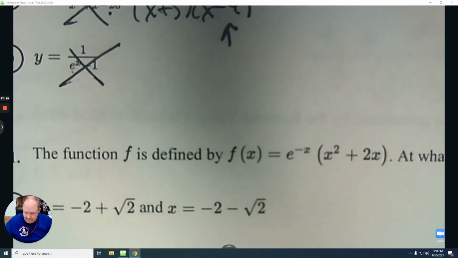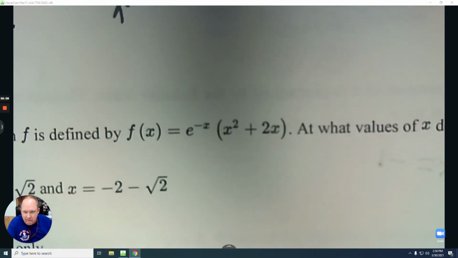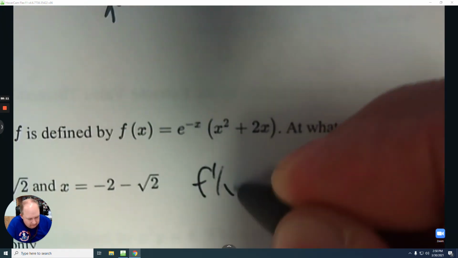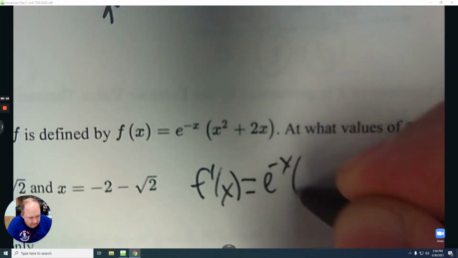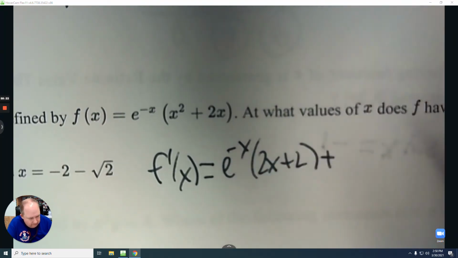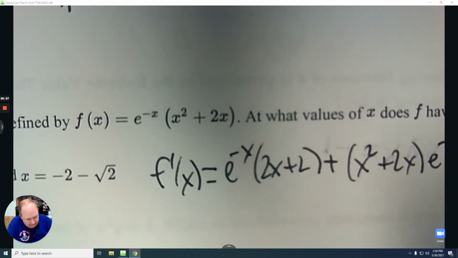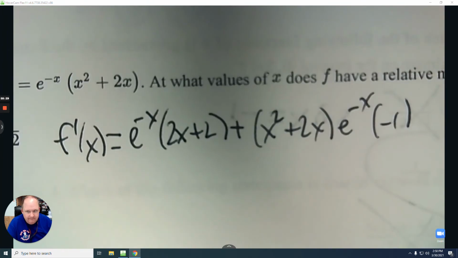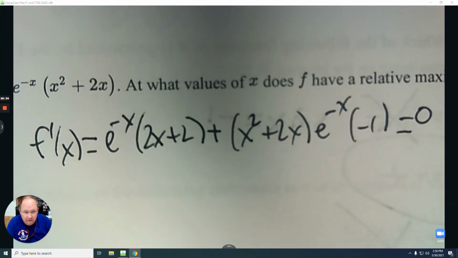51. In question number 51, you're given a function. At what values do you have a relative maximum? So to find a relative maximum, you take the derivative. The derivative of this is going to be the product rule: the first times the derivative of the second, that's 2x plus 2, plus the second times the derivative of the first, which is e to the negative x, but it needs the hook, negative 1. And then I make it equal to 0. There's nothing that makes it undefined, so I just make it equal to 0.